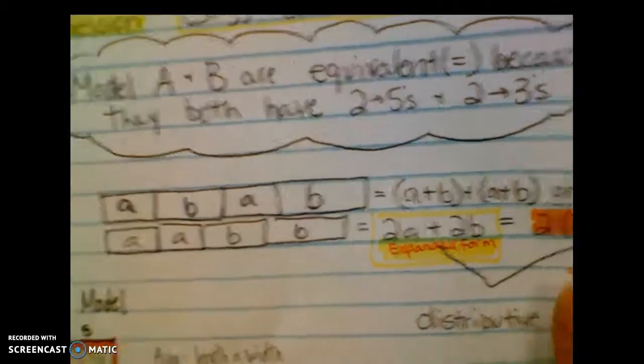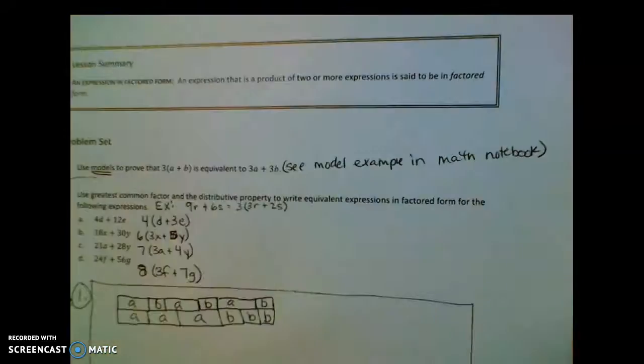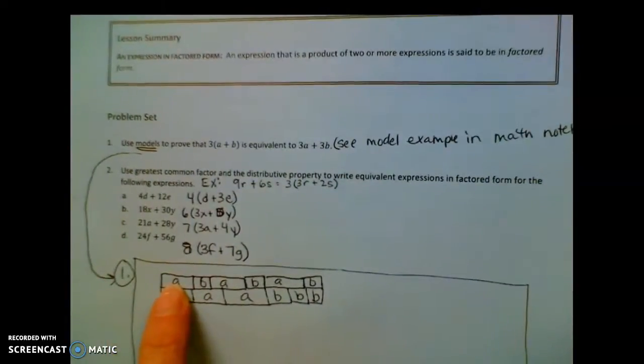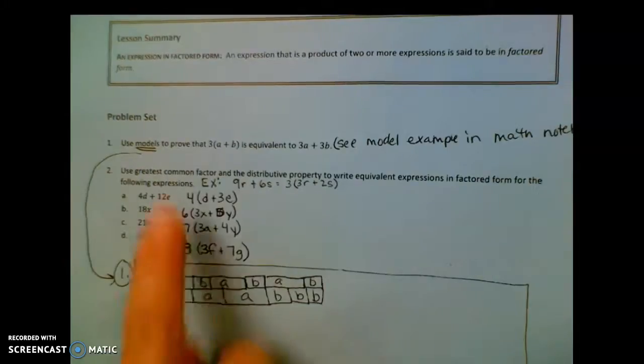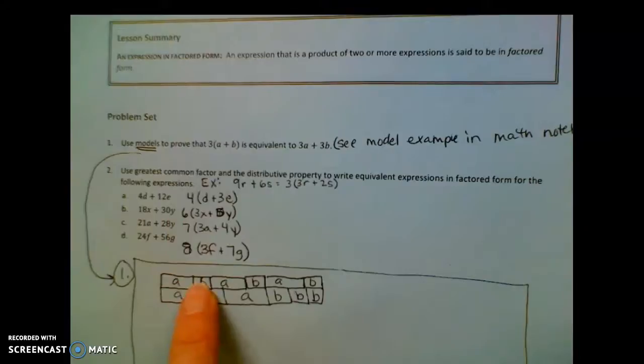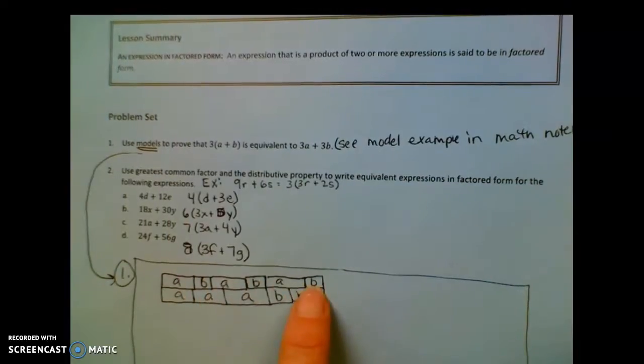So I was hoping that you would use these models here to help you understand the 2 different ways to draw it. So what I wanted there was 3 groups of A plus B. So I just drew some shape that was A and B, and then I drew 3 of them because I have 3 groups of A plus B. So A plus B, A plus B, A plus B.